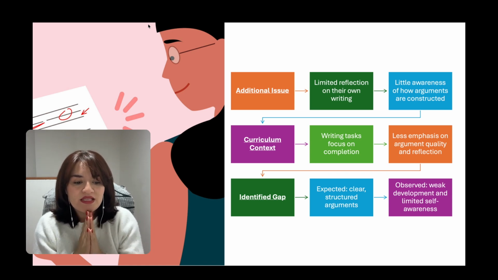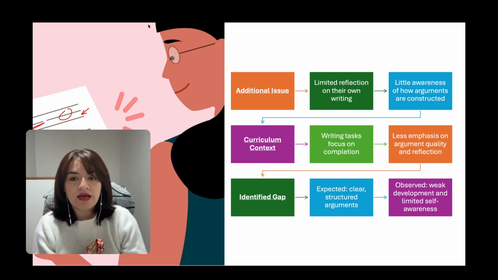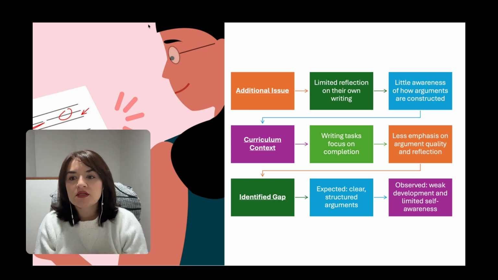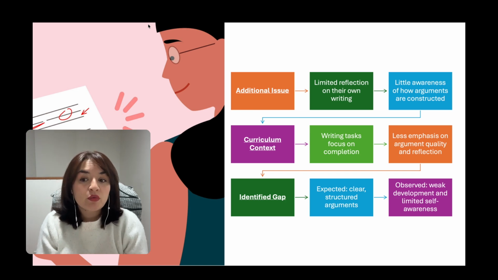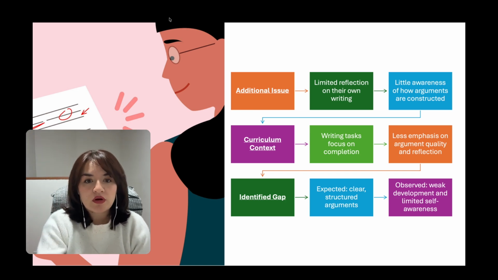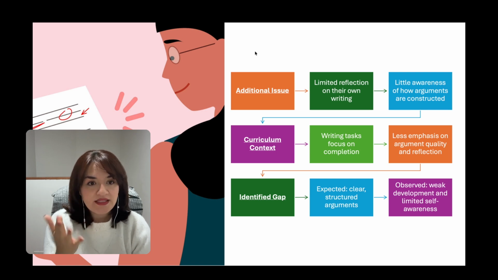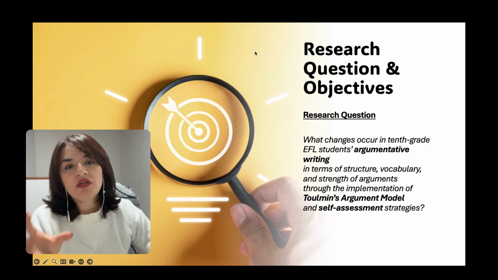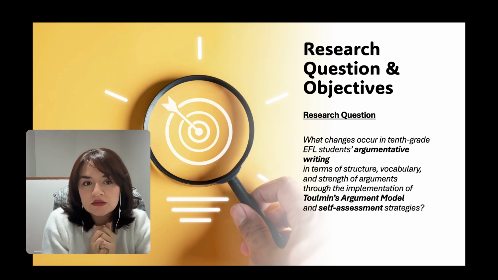So that is the place in which I identify the gap, right? They are supposed to be writing structured arguments. They are supposed to be developing these skills that help them learn, but they are weak in developing their own arguments and in terms of self-awareness, okay? So that's the idea. Let me tell you what research question and objectives come from finding this gap.